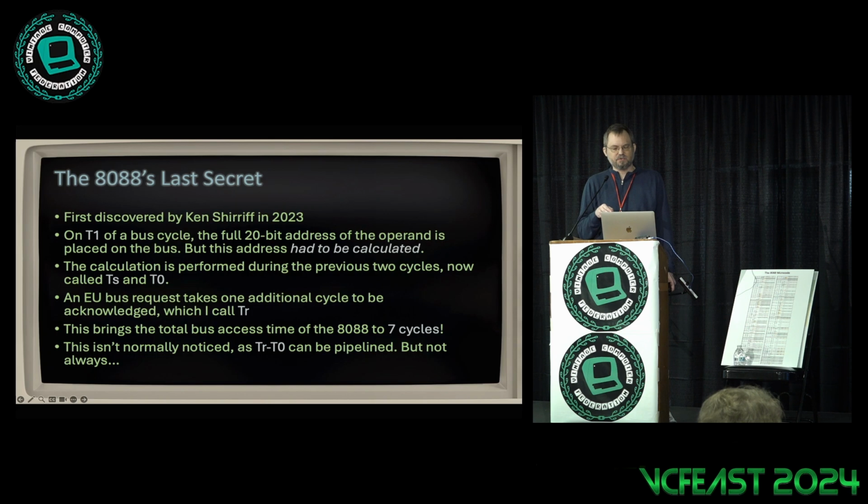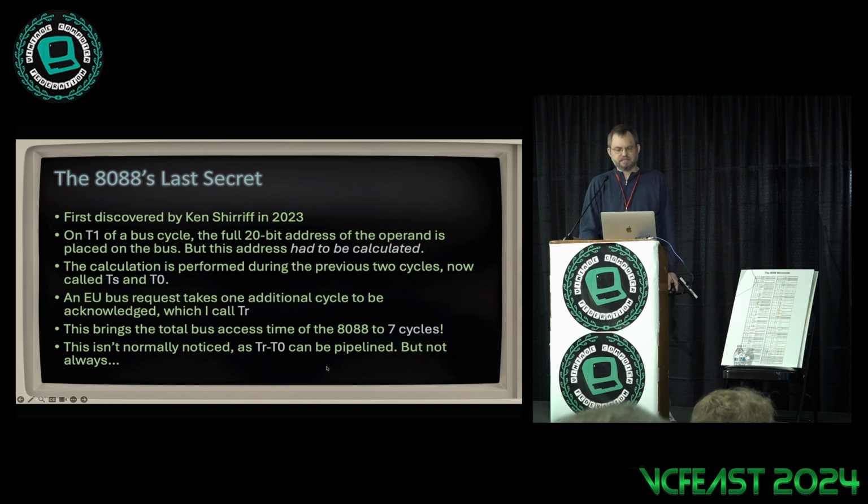So it turns out there are 2 more cycles involved in a bus cycle. And Ken called these TS and T0. And I humbly suggest there's a third, I'm calling it TR, and that represents the cycle on which the execution unit requests the bus in the first place. So that means when the execution unit requests the bus and the bus is otherwise idle, it's going to take 7 cycles, not 4. So all those mystery cycles were the 3 that we didn't know about before.